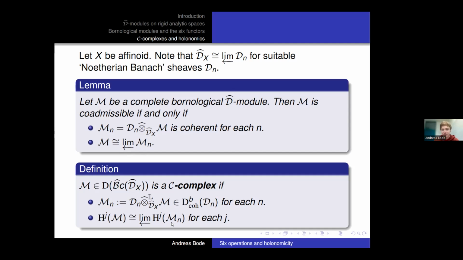Sorry, when you say cohomology group, do you mean the groups we all know and love, or objects of this heart or whatever? Very good question. So a priori, these things would be objects of the left heart, because that's how this game works, so to speak, right? You take a complex of complete bornological things, then the cohomology in each degree is something in the left heart.